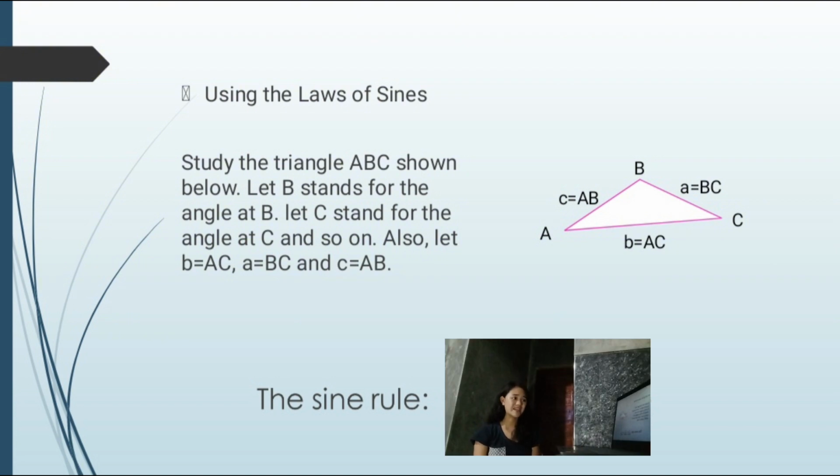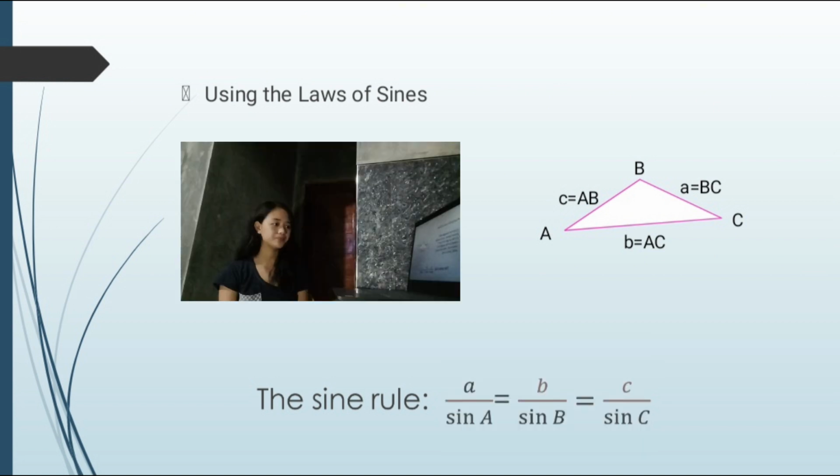Using the law of sines, study the triangle ABC shown below. Let B stand for the angle at B. Let C stand for the angle at C, and so on. Also, let b be equal to AC, a be equal to BC, and c be equal to AB. The sine rule: a over sin A is equal to b over sin B is equal to c over sin C.